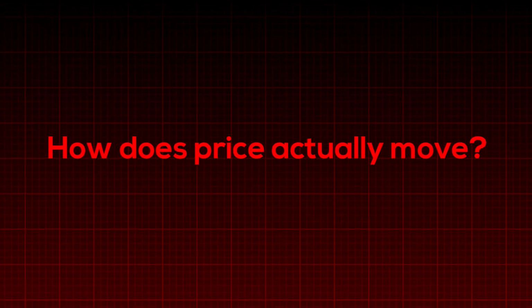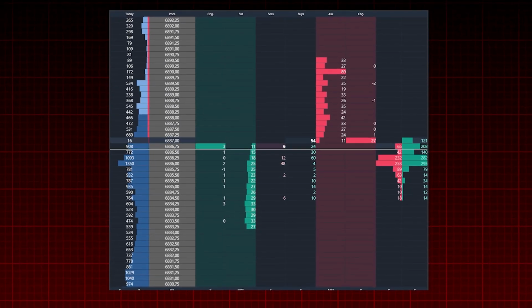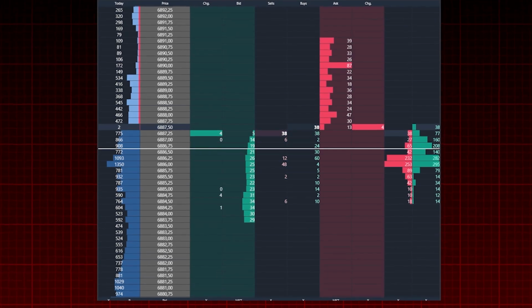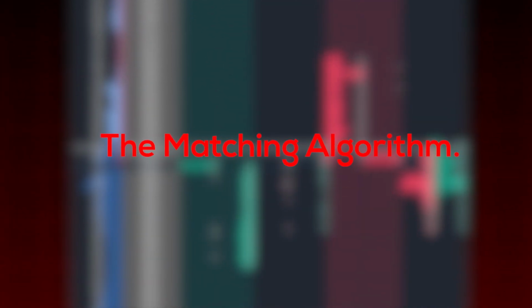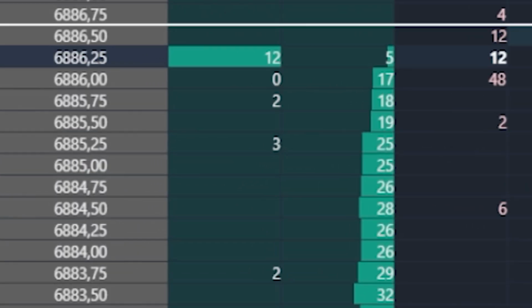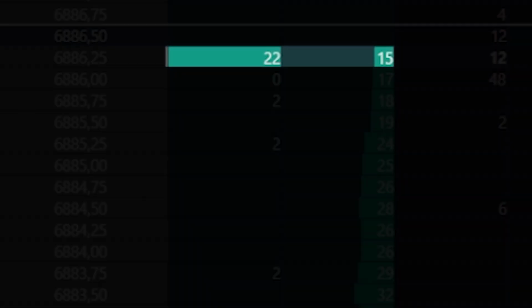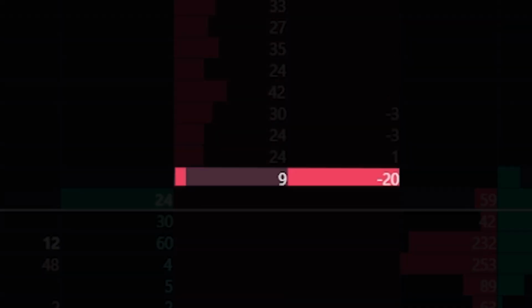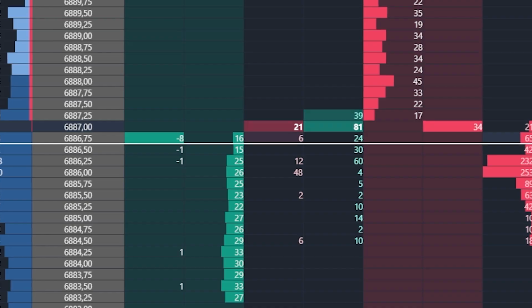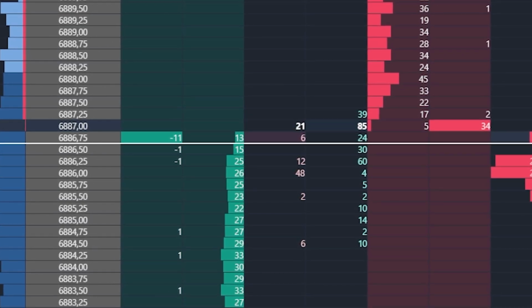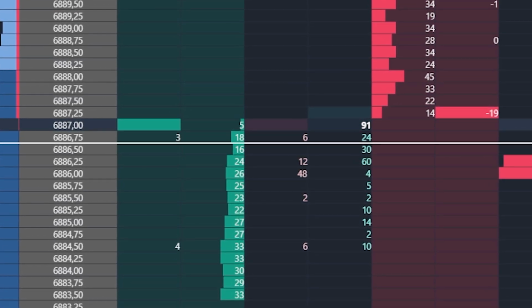How does price actually move? Every time a trade occurs, an order must be matched with an opposite order. This process is handled by what is called the matching algorithm, the engine of the exchange. When an aggressive buyer sends a market buy order, the matching engine executes that order against the lowest available ask, the best ask. If the available liquidity at that price is fully consumed, the engine automatically moves to the next available ask level. And this is how price moves up.